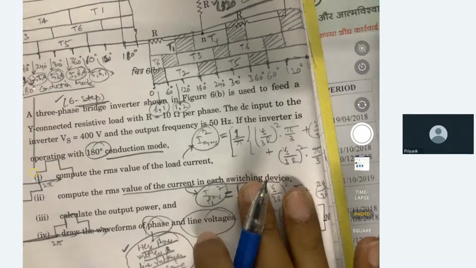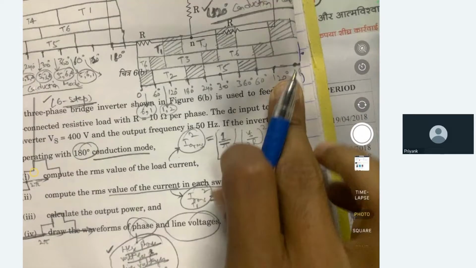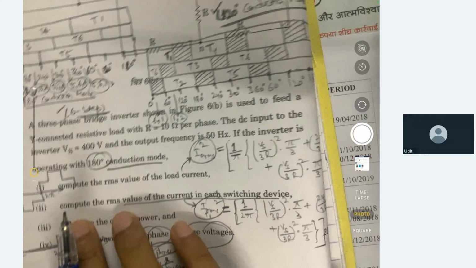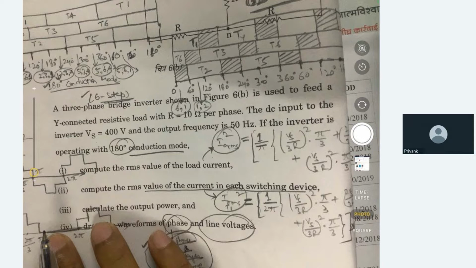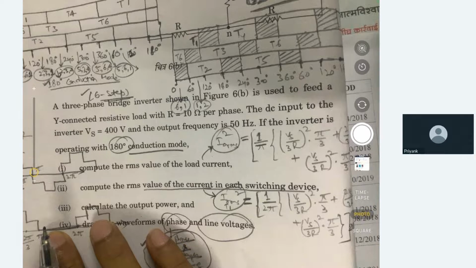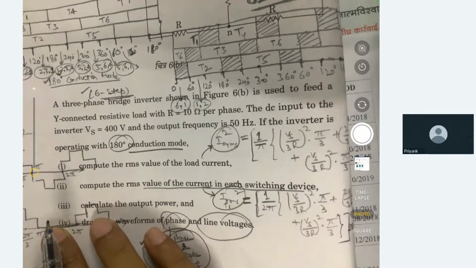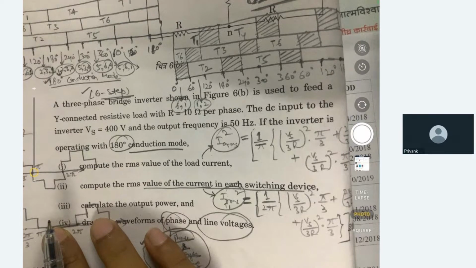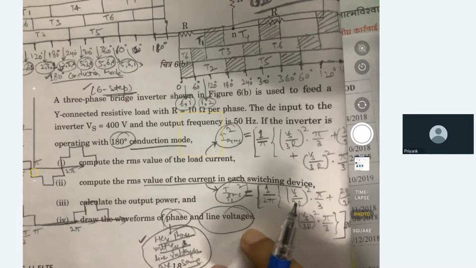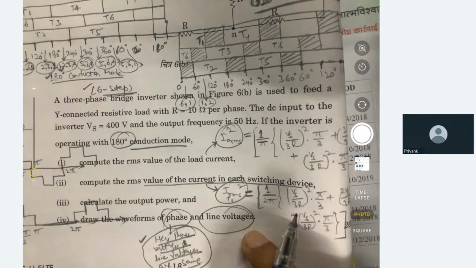A three-phase bridge inverter is shown here in this figure, and it is feeding a star connected resistive load with R equal to 10 ohm per phase. The DC input to the inverter Vs is 400 volt and the output frequency is 50 Hz. If the inverter is operating in 180 degree conduction mode, compute the RMS value of load current.